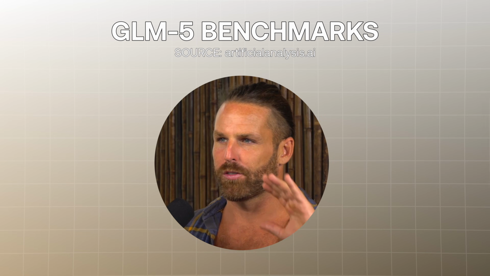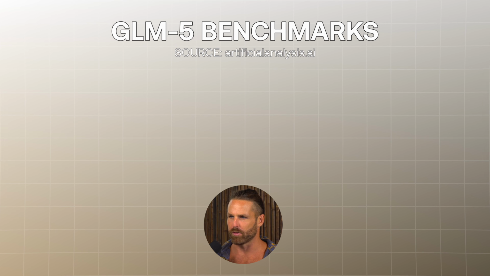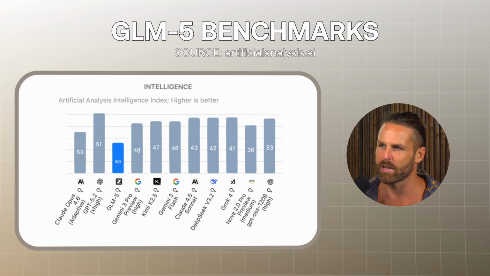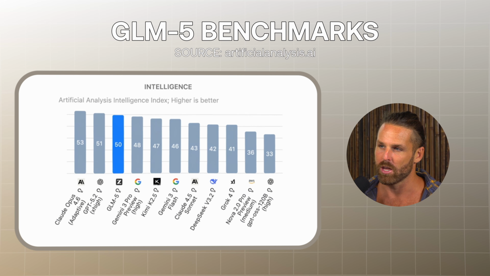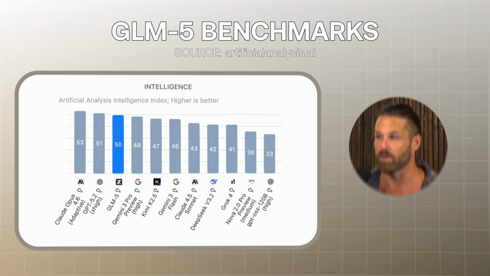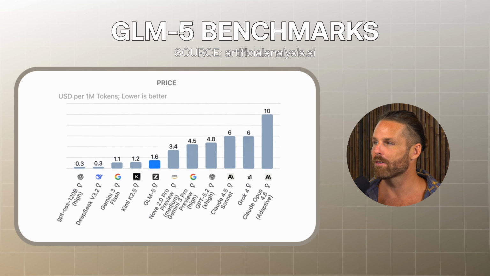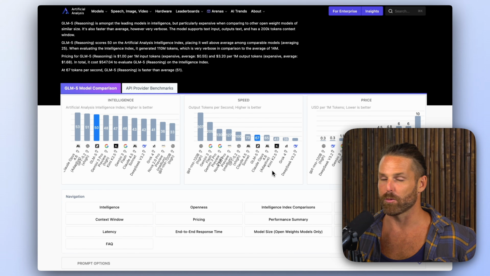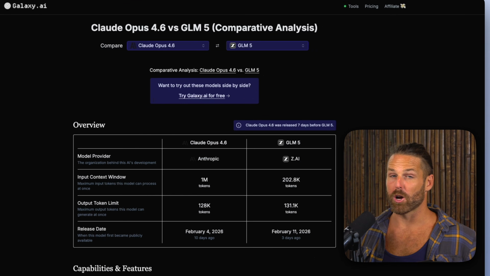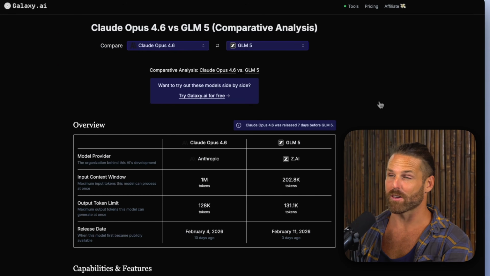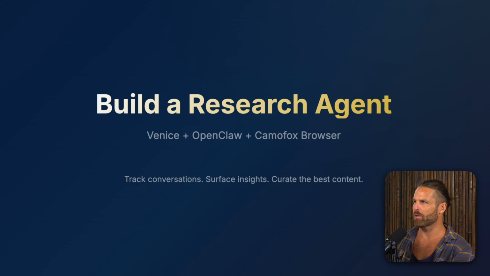Now, real quick, GLM 5 is just breaking the internet with its benchmarks. On the Artificial Analysis Intelligence Index, GLM 5 got a score of 50, while Opus 4.6 has 53, and GPT 5.2 is at 51. Meanwhile, per 1 million tokens, GLM is at 1.6, while Opus is at 10. So these are truly incredible benchmarks, and it might very well mark the new dawn of open source agentic models. So let's get started with our research agent.